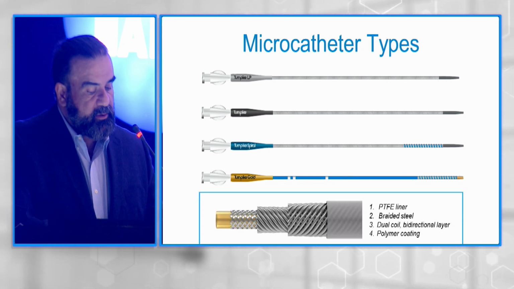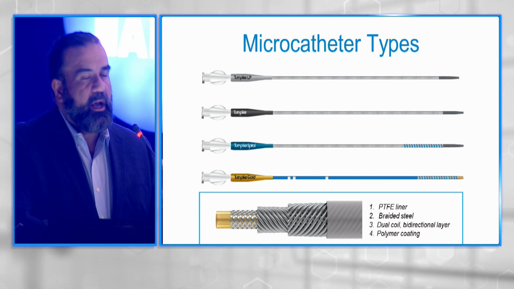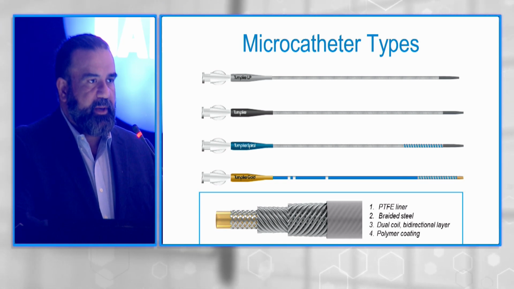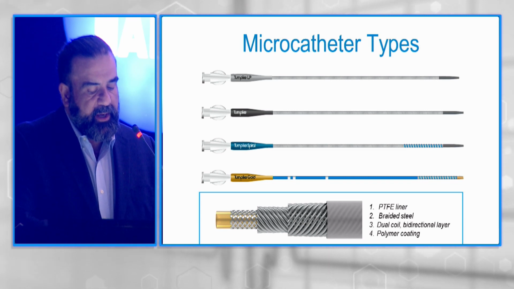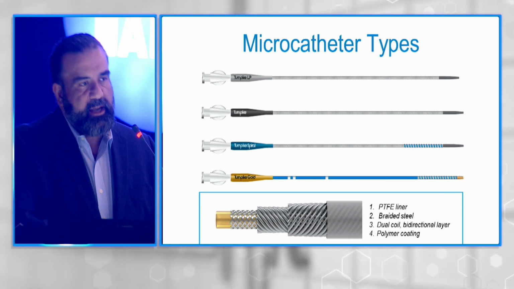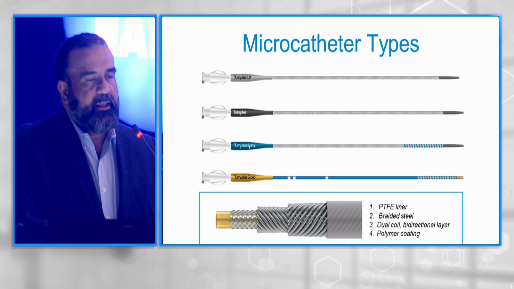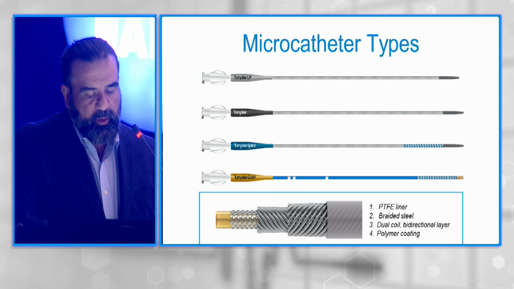What I want to talk about is what makes these torqueable microcatheters special: the layers. So again, a lot of technology in one small piece of equipment. You have the PTFE tube, you have the braided nylon tube, you have the two layers of the dual coils. And it's these coils, as they interact with each other as you torque the catheter, that store the energy and push the catheter forward.